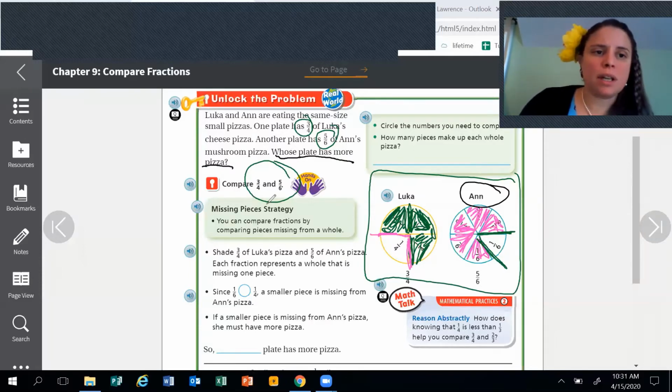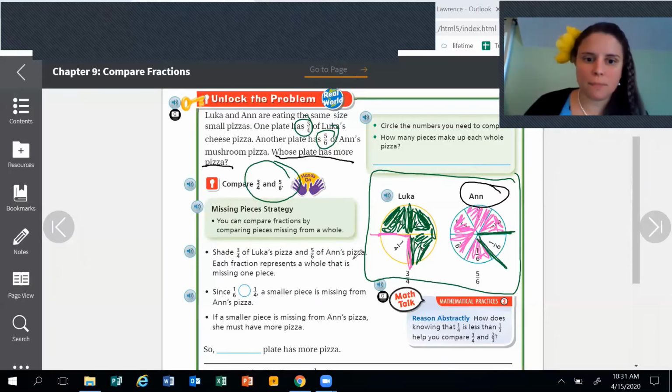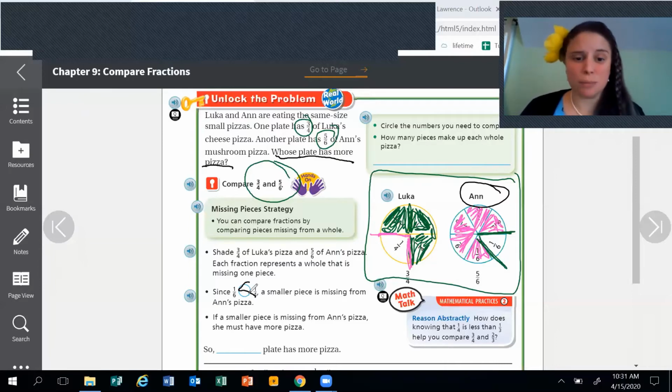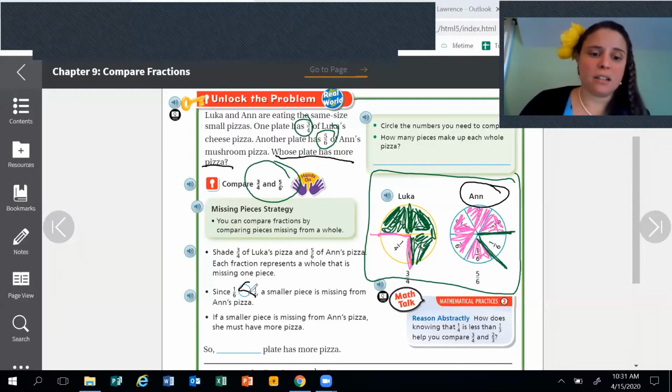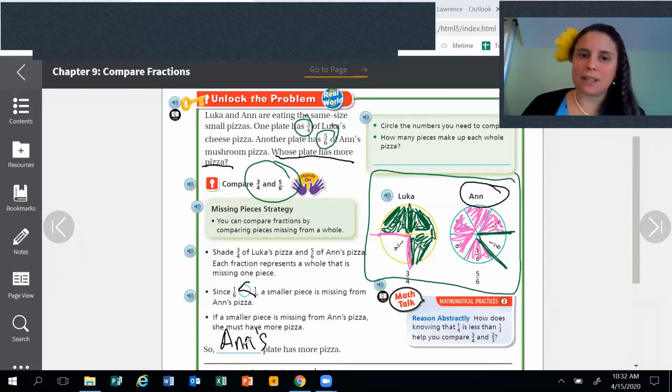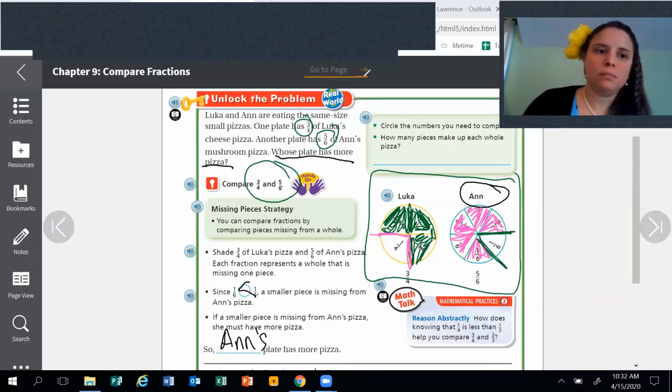Okay, so if you look down here, they're going step by step. Shade 3/4 of Luca's pizza and 5/6 of Anne's pizza. We already did that. Each fraction represents a whole that is missing one piece. Since 1/6 is smaller than 1/4, a smaller piece is missing from Anne's pizza. If the smaller piece is missing from Anne's pizza, she must have more pizza. So Anne's plate has more pizza. Okay?